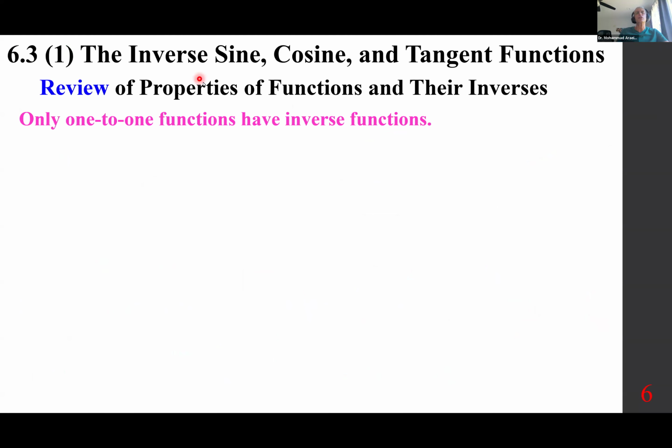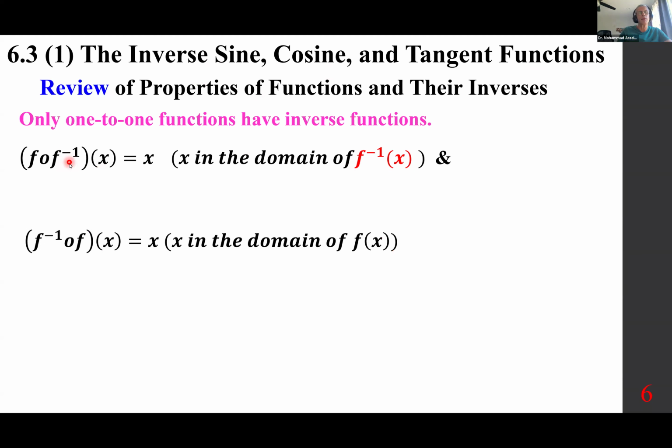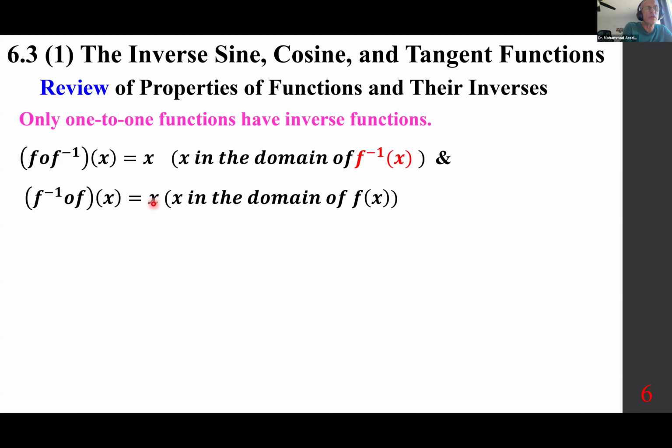And now the inverse function. 6.3, the inverse sine, cosine, and tangent function. Review of properties of functions and their inverses. Only one-to-one functions have inverse functions. Therefore, reminding you that f of f inverse of x equals x, and this x is in the domain of the inner function, which is f inverse, and f inverse of f of x also equals x, but this x is in the domain of this function.